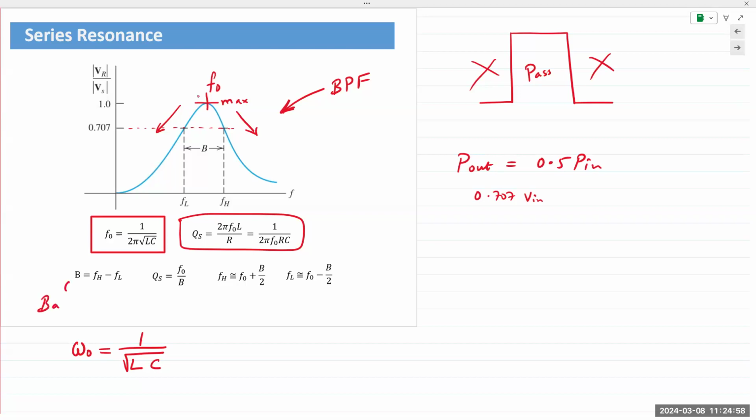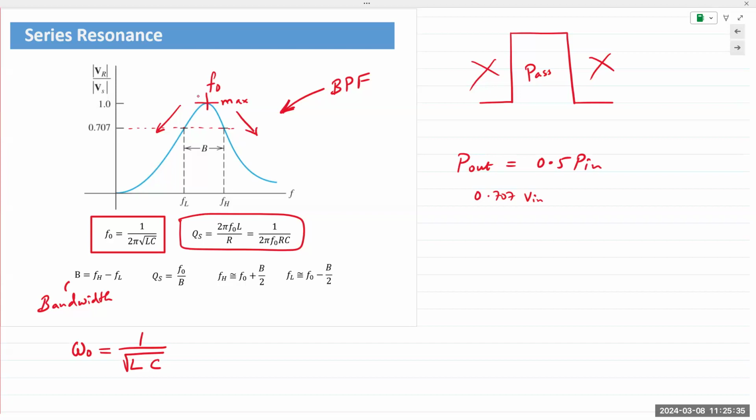So B describes the bandwidth of the filter. It's the difference between the two frequencies. And then QS is the ratio of the resonant frequency to the bandwidth. Obviously, the wider the band, the higher the value of B, the lower the quality of the filter. You want the band to be as narrow as possible.